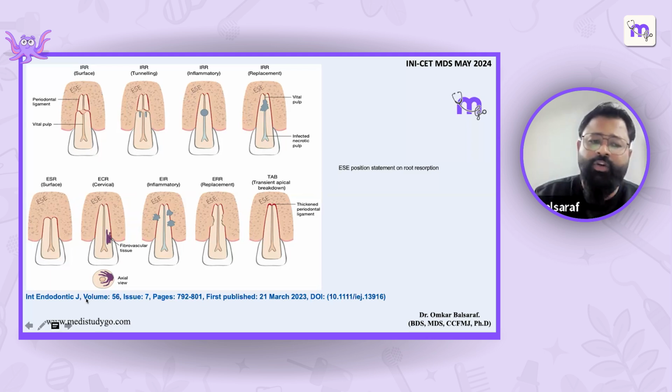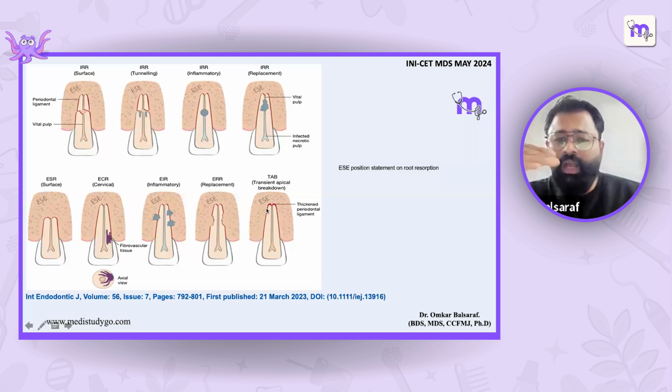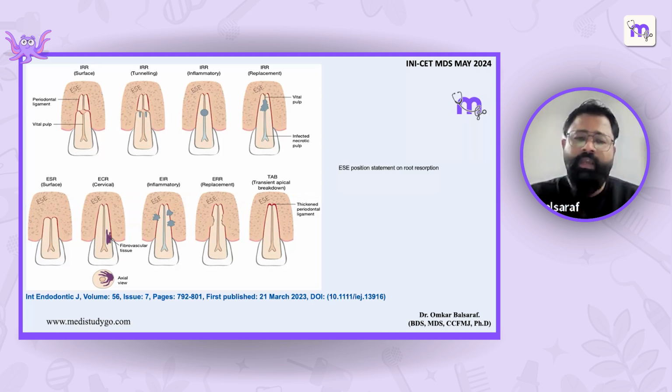This is an International Endodontic Journal article, published in 2023, wherein various types of resorption have been taken under one roof, and they have explained very nicely how these resorptions proceed. And the last one is transient apical breakdown. So your apical transient resorption, wherein the apical area gets eroded. This is called transient apical breakdown. So this is an article from the International Endodontic Journal, right?